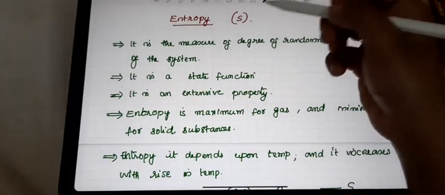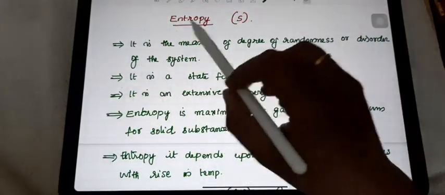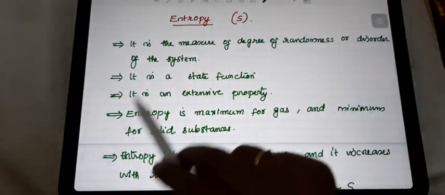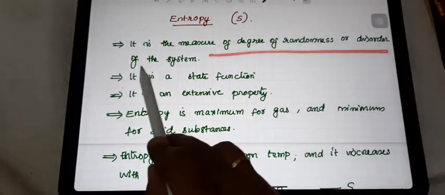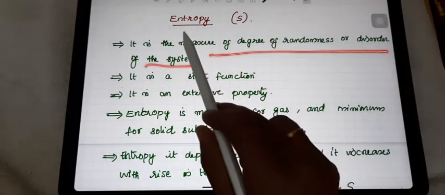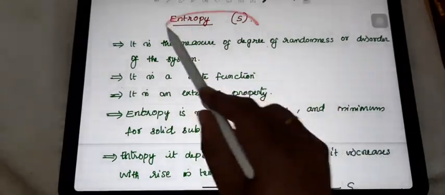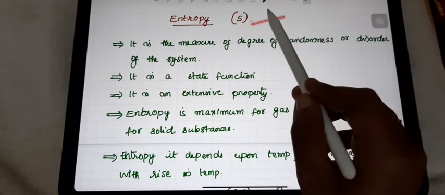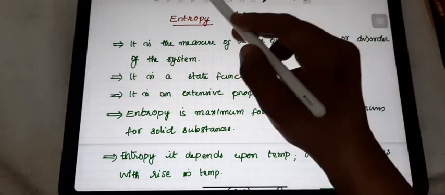So randomness is the reason for this reaction also. As we discussed, to find the amount or degree of randomness, we introduce the new term entropy. The definition: it is the measure of the degree of randomness or disorder of a system. It is said to be the entropy. Yes, it is one of the state functions and it is an extensive property. Now just consider the gas, solid and liquid examples.